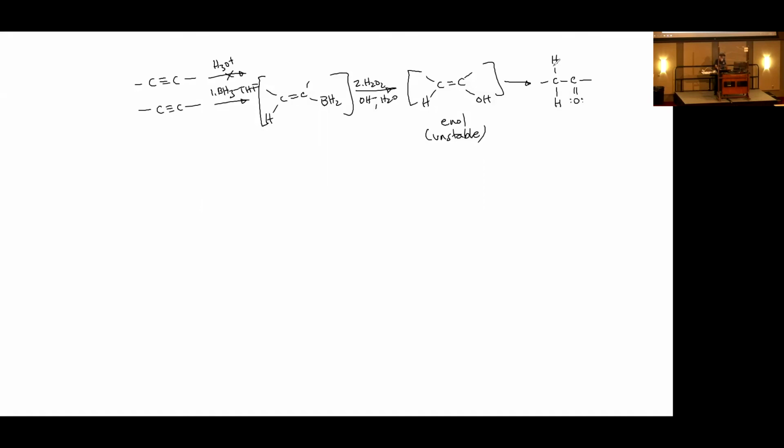You're not responsible for the mechanism yet. We will eventually get there next term. That type of isomerization is called a tautomerization, and that word is also in the class notes with the correct spelling. So you're not responsible for the enol-keto tautomerization mechanism yet. We will eventually get there.